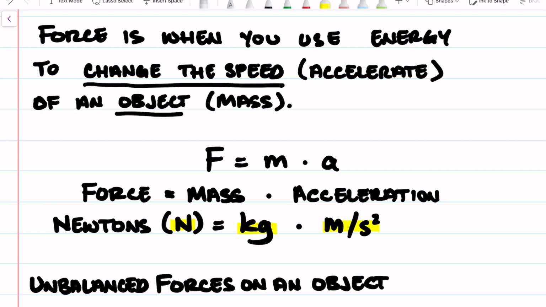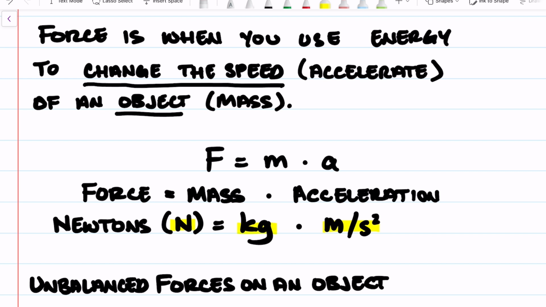So newtons is any kind of force. If you have any kind of force at all, we measure them in newtons. There's a number that we attach to it, and the bigger the newtons, the more force you have. So let's say an ant steps on your foot, that is a very small amount of force, so the newtons will be very small. But if an elephant steps on your foot, then it will be a lot bigger.